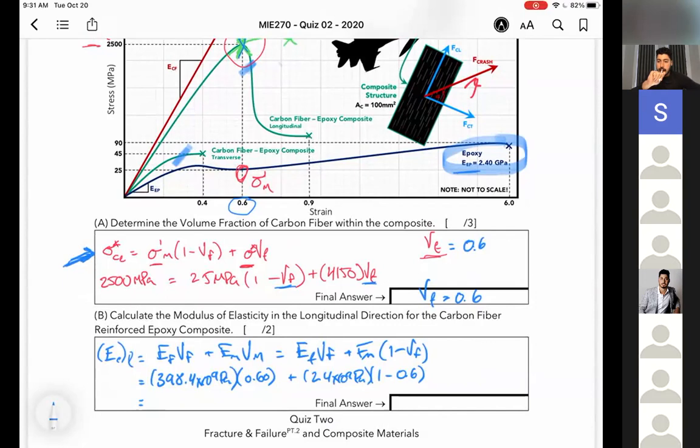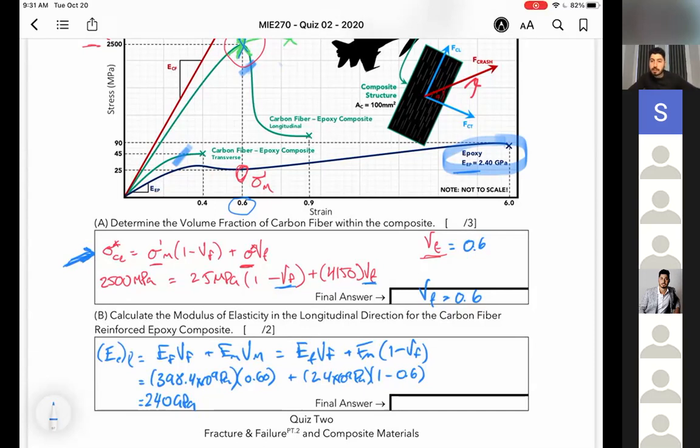Let me write down the answer and then you can ask your question. Do we have an answer? How about 240 gigapascals? Yes, correct. What did I call this equation again? I called this the rule of mixture equation.